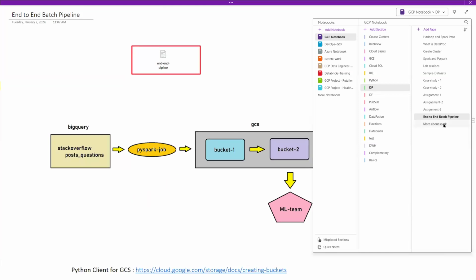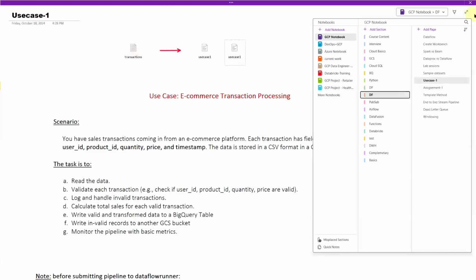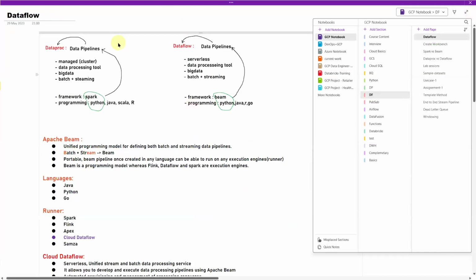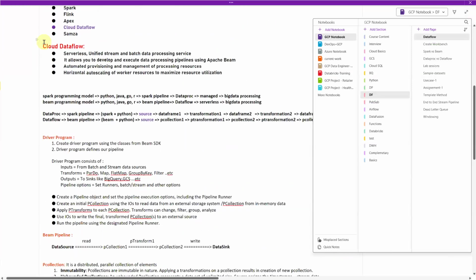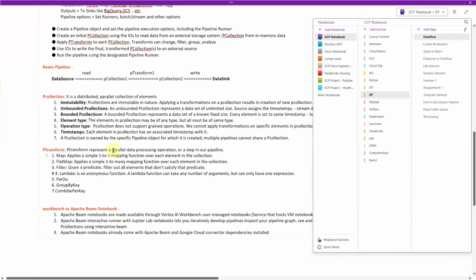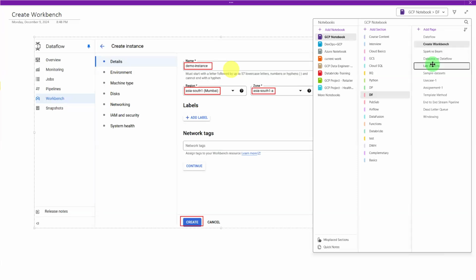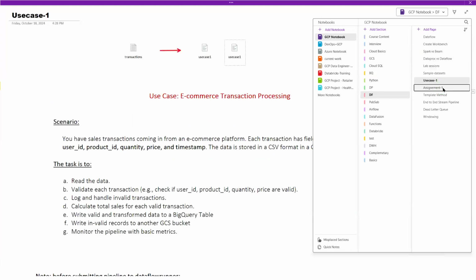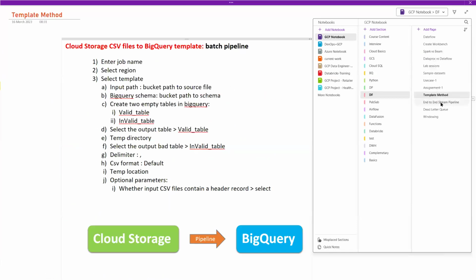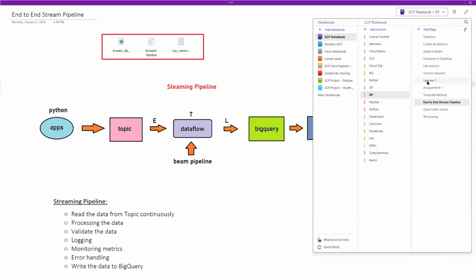Yeah. And the next thing, Dataflow. What is Dataflow? How is it different from Dataproc? What is Apache Beam? Languages and everything. How do we create a Beam pipeline, and what is a PCollection? What is a PTransform? Create a workbench and lab sessions. Sample datasets, use case 1, assignment 1, the template method of creating pipelines, end-to-end streaming pipeline. Again, I told you guys, use case 1, the template method is use case 2, and the end-to-end streaming pipeline I have told you, right? So this is also there.